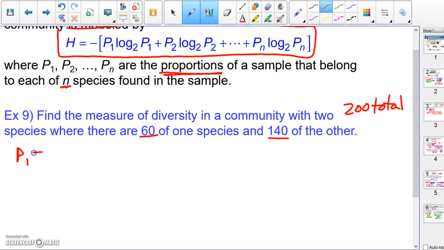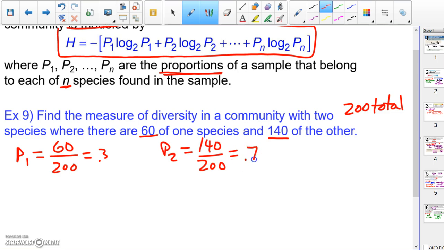P1 is going to be the proportion of this one. 60 over 200 is 0.3. And P2 is going to be the proportion of the other one. 140 over 200 is 0.7. If there are more than 2 species, you'd have to do that calculation for each of the species, but we only have 2, so that's all we have to do. Now we have to plug into the H formula that I've got boxed above.